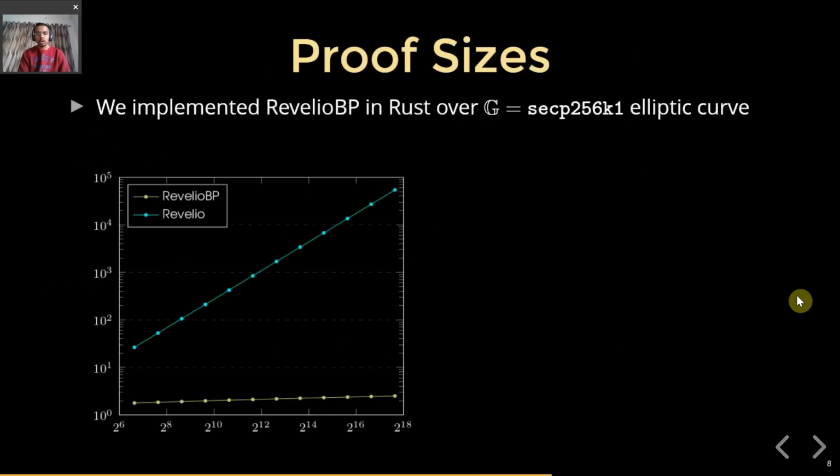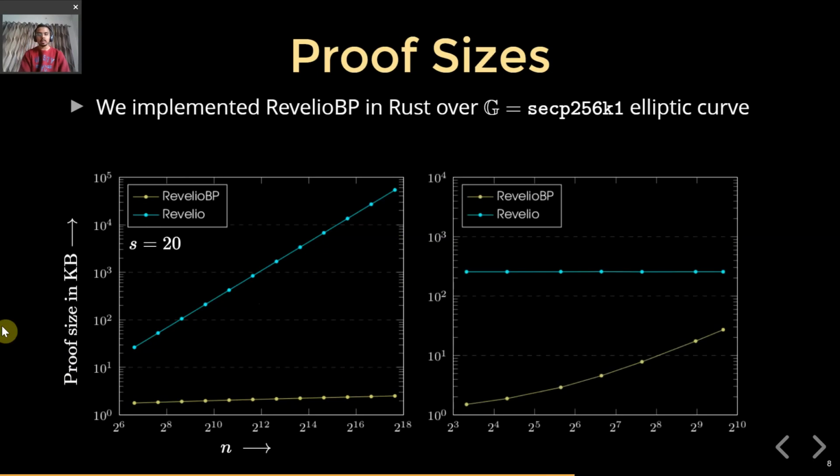So now if we plot the proof sizes in kilobytes versus the anonymity set size for a constant S, we see the Revelio proof sizes, shown in blue, and Revelio BP proof sizes, shown in yellow. Revelio proof sizes scale linearly, while Revelio BP proof sizes scale logarithmically, and we can see a significant difference in the proof sizes. On the other hand, the Revelio proof sizes do not depend on S, and therefore, for a constant anonymity set size and increasing S, the Revelio proof sizes remain constant, while the Revelio BP proof sizes scale linearly in S.